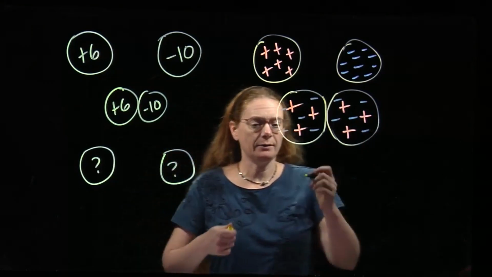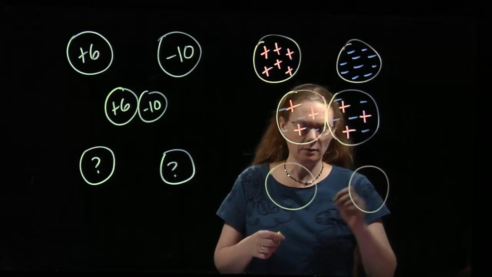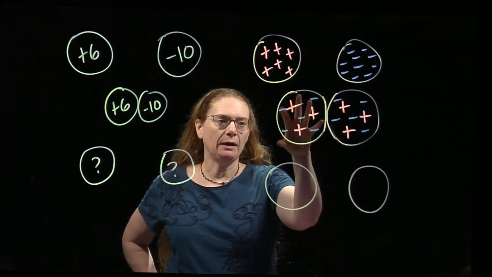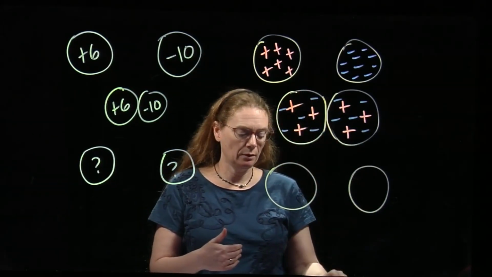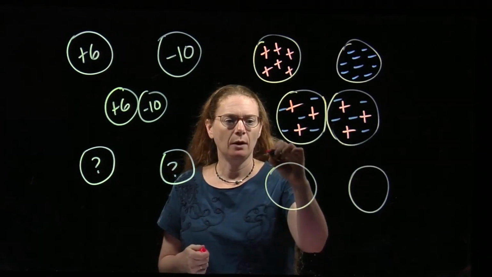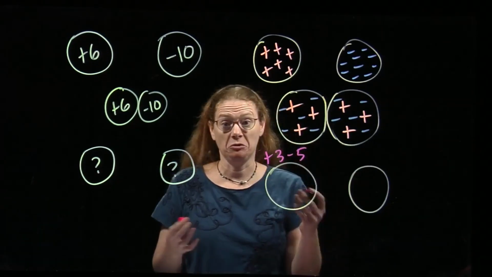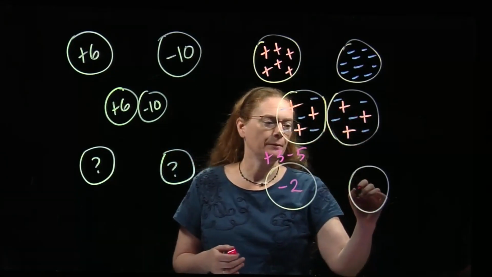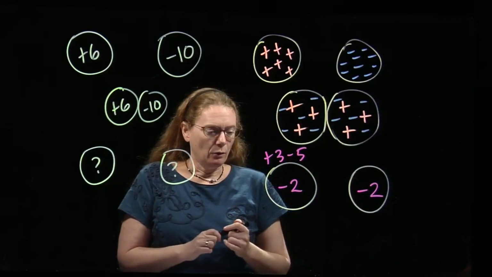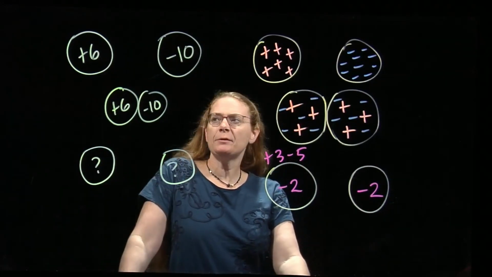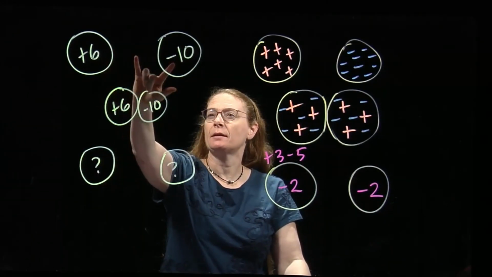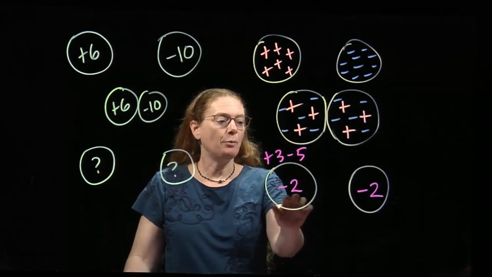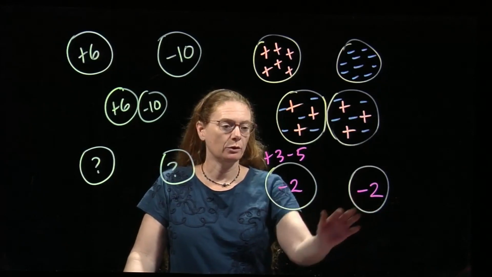So now I separate the two metal balls, and what do I have? I have 3 positives here and 5 negatives. +3 and a -5. So +3 -5, just do the math really. That would give me a -2 here. Same thing here, -2. Okay, so what I'm saying is if I take a +6 and a -10, touch them together and separate them, they both end up with a -2 charge.